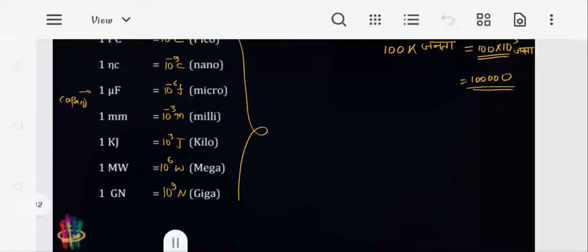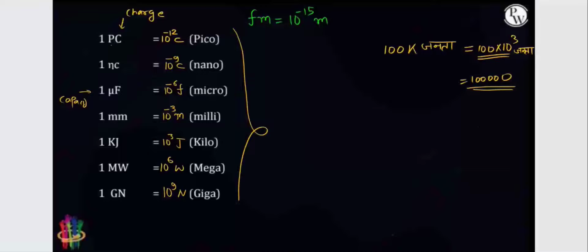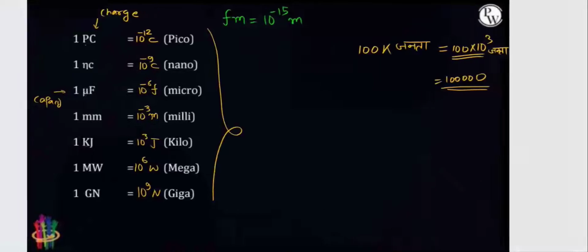1 kilojoule, unit of energy, is 10 to the power 3 joule. 1 megawatt is 10 to the power 6 watt, that is power. And 1 giganewton is 10 to the power 9 newton, which is giga. Alright. 1 femtometer is 10 to the power minus 15 meter.